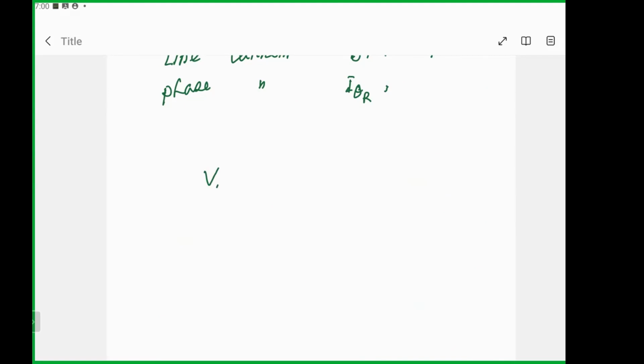Line voltage and the phase voltage Vθ. What is the relation? As I have mentioned, the line voltage is in between two coils, so VL should be greater than Vθ. There should be a relation between these two with a factor, and that factor is the square root of 3, by which they are related.